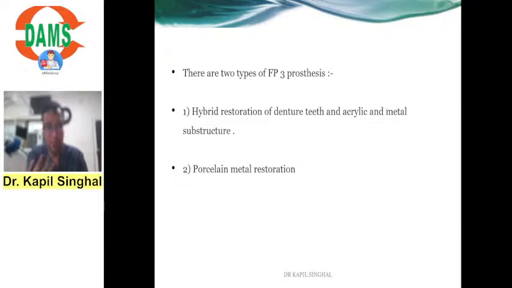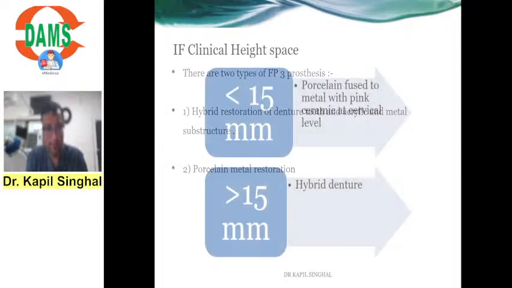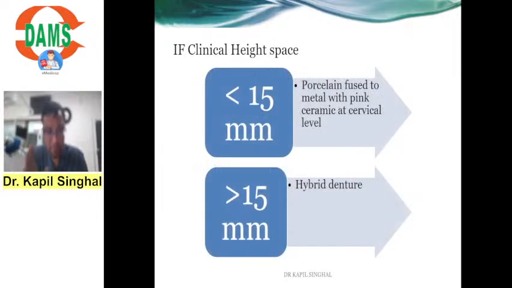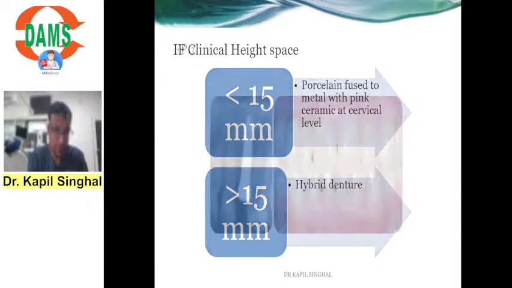And the second type of prosthesis is ceramic. Ceramic could be metal ceramic or a zirconia. For FP3 kind of prosthesis, if the space per arch is less than 15 millimeters, then ceramic, that could be metal ceramic or zirconia, is preferred. And if the space per arch is more than 15 millimeters, then a hybrid implant supported denture is preferred.